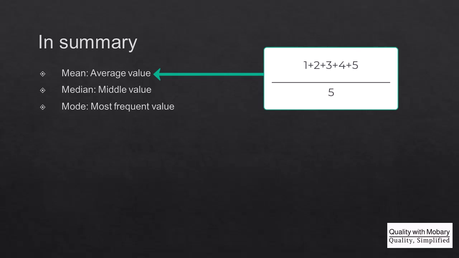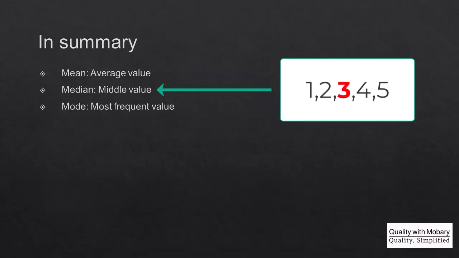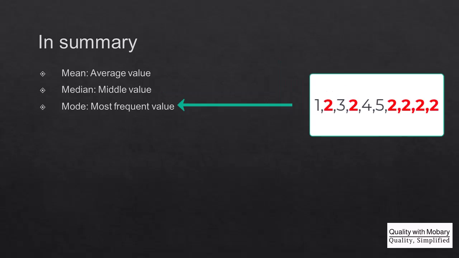In summary, let's summarize what we did here. The mean is the average of the values, right? You add all the numbers and then divide by the count of values that you have, and then you get the average. The median is the middle value of the dataset, and the mode is the most frequent value that you have in a dataset.